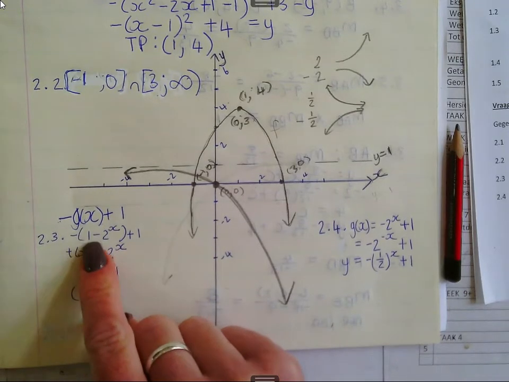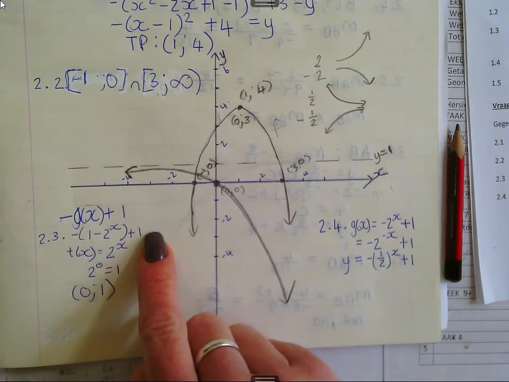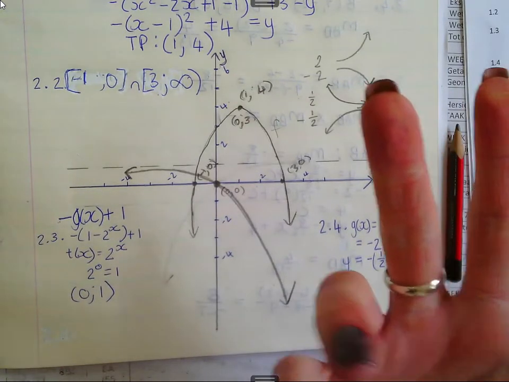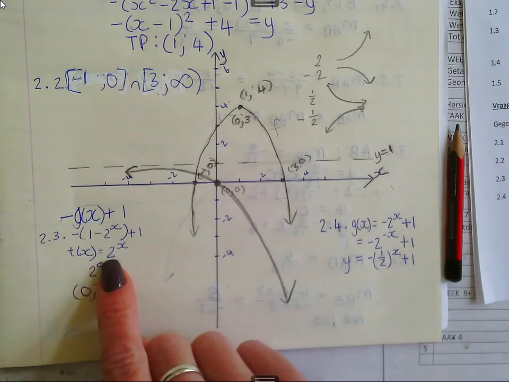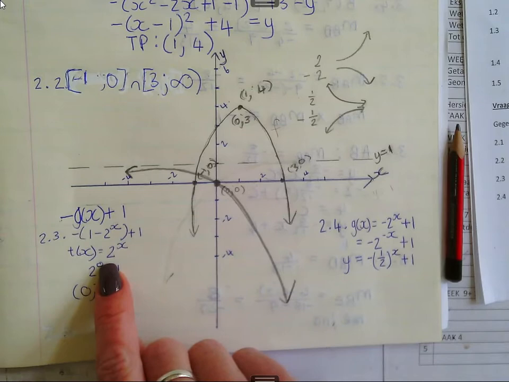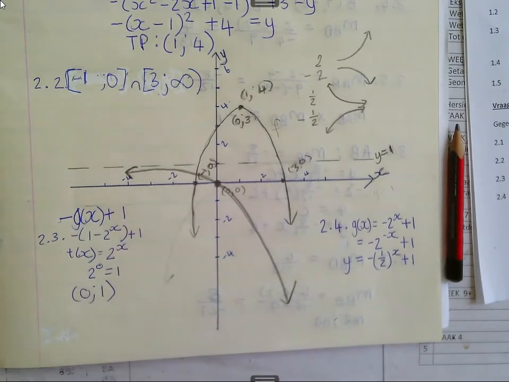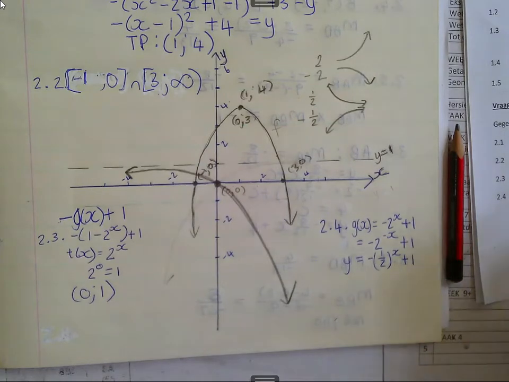So what happens is I've got -1 plus 2 to the power of x plus 1. And -1 plus 1 is 0. Right? So it cancelled out. So t of x is going to be 2 to the power of x. And to get the y-intercept, I let x be equal to 0. And anything to the power of 0 is 1. It's 0 and 1. Do you understand? Must I explain it again?